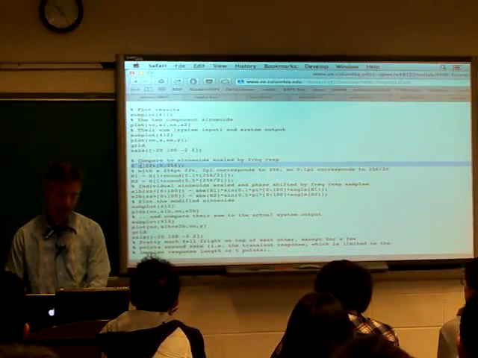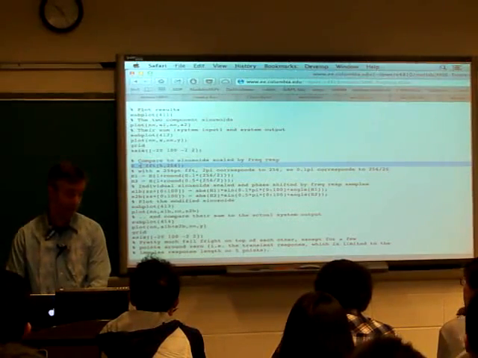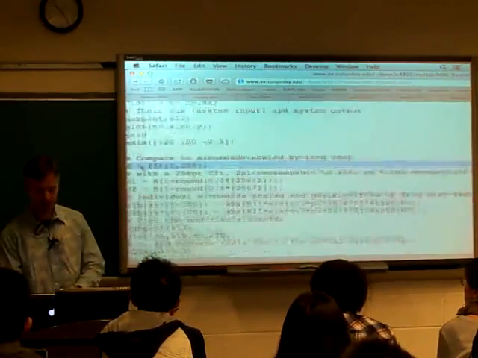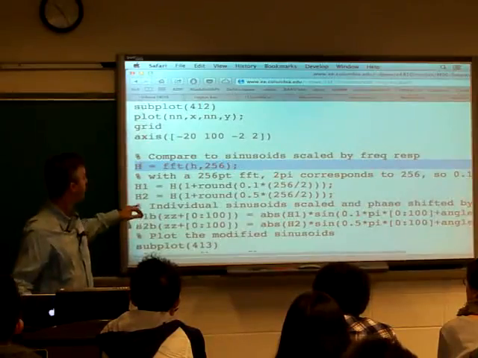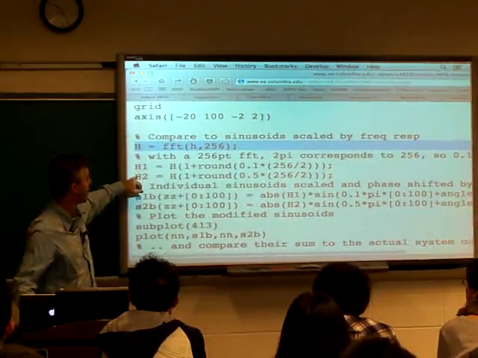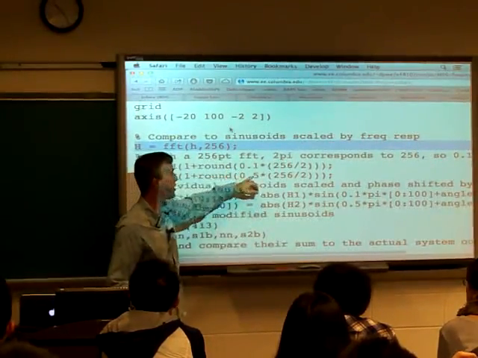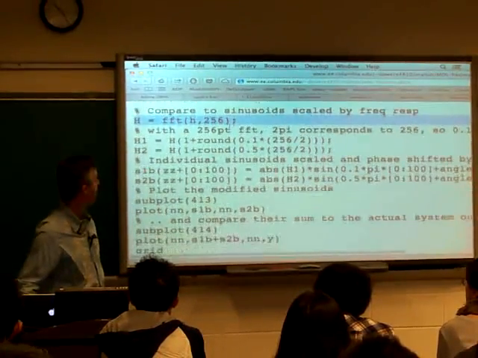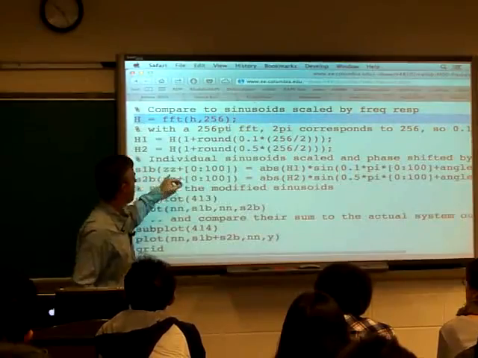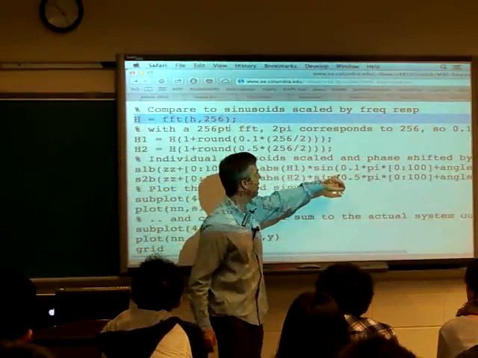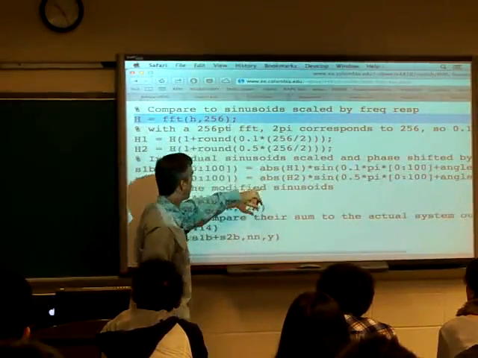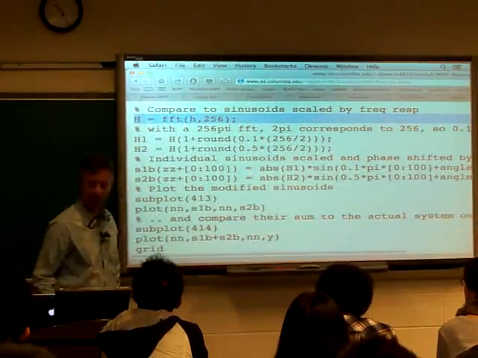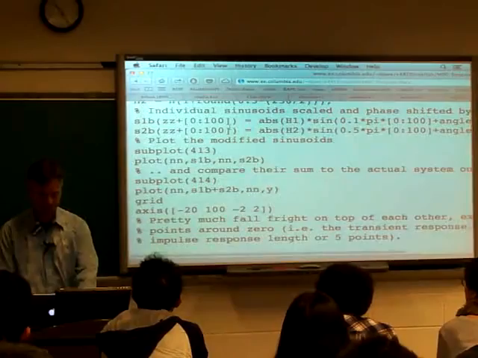So we calculate the DFT of the impulse response of this system. Sorry, that's not very easy to read. Work out H1 and H2 at the two frequencies, 0.1 and 0.5 pi radians per sample, and then just calculate explicitly the sinusoids at the right frequencies scaled by these gains and modified by their phases, and plot them.